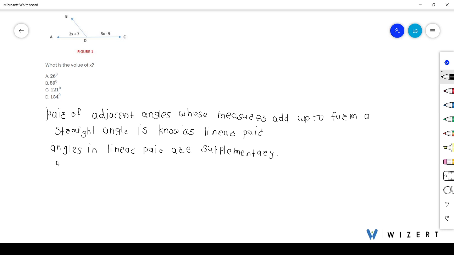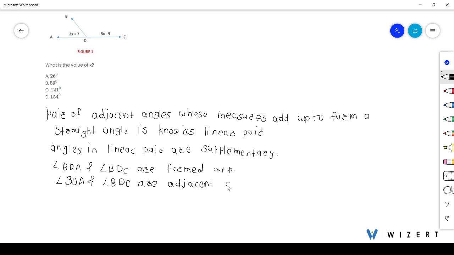Now here we can observe angle BDA and angle BDC are formed at D. So angle BDA and angle BDC are adjacent angles, and they are supplementary.